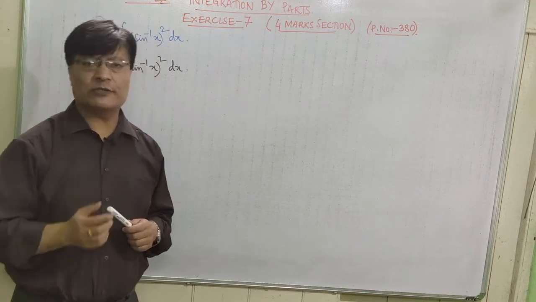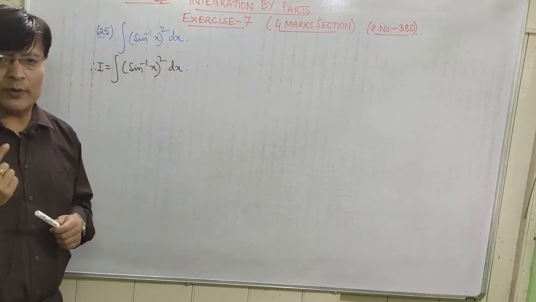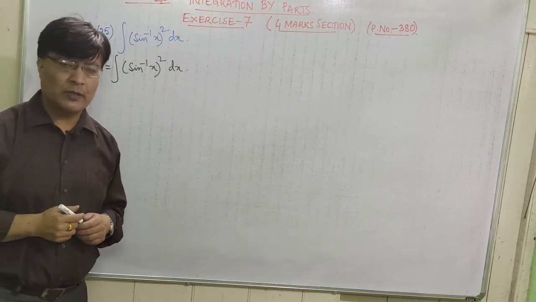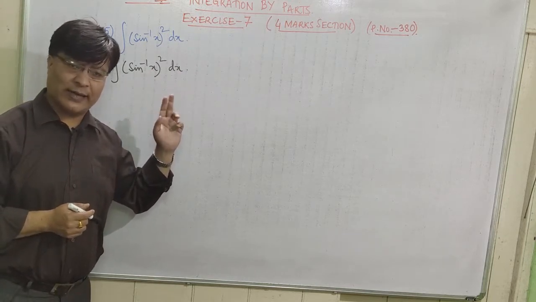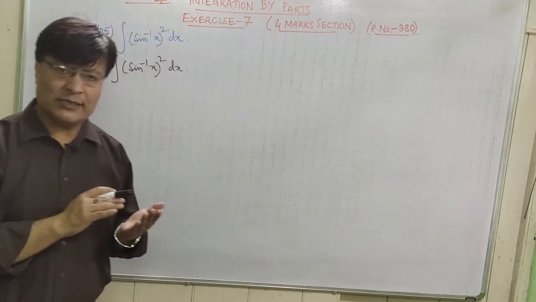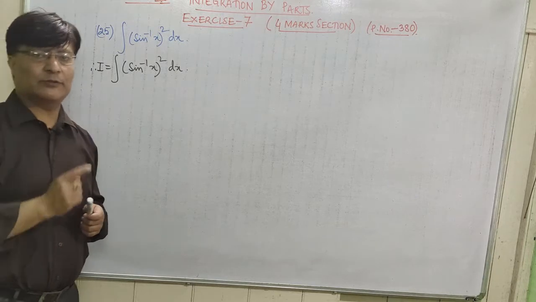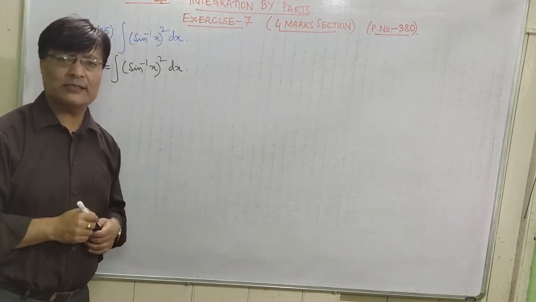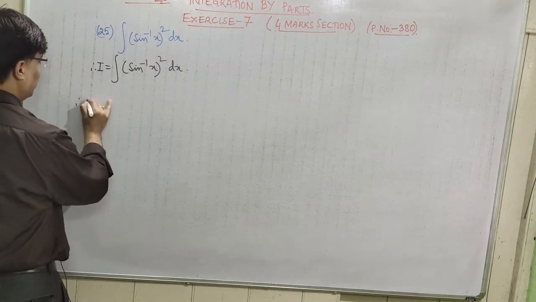So actually there are two functions here. One is sine inverse x whole square, that is inverse circular function, that is I, and the other one is 1, that is x to the power 0, which is taken as algebraic function. So here I and A are there. I means inverse circular function is there, and algebraic function x to the power 0 is there, that is A. So among these I and A, which letter comes first in the word ILATE? I comes first. That is sine inverse x whole square is the first function and 1 is the second function. So let us use integration by parts.